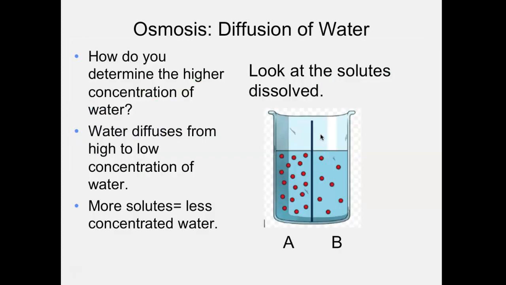Osmosis is the movement of water. Specifically, it's the diffusion of water. So number 1, diffusion of water across a semi-permeable membrane. Remember, the cell membrane is our semi-permeable membrane. So we're talking about the cell membrane here.